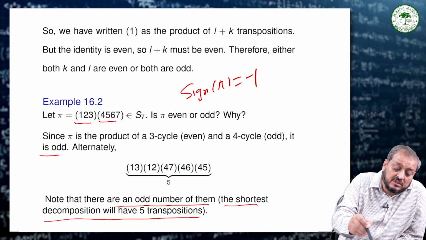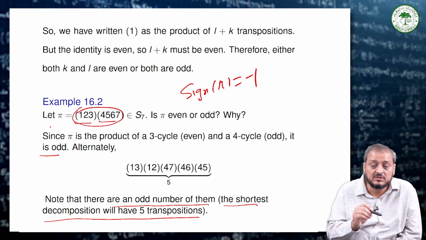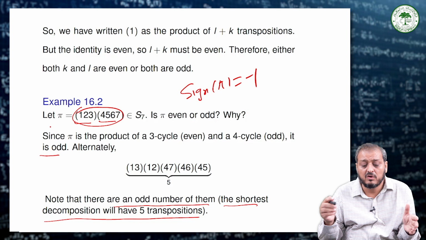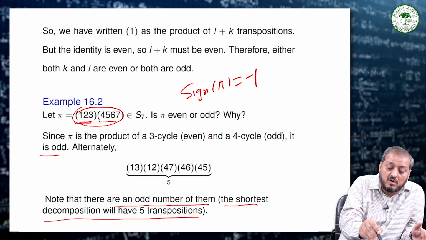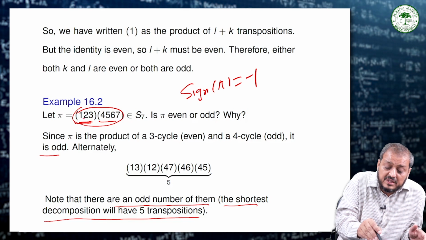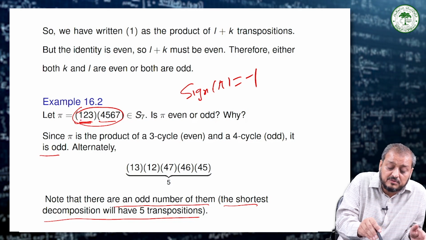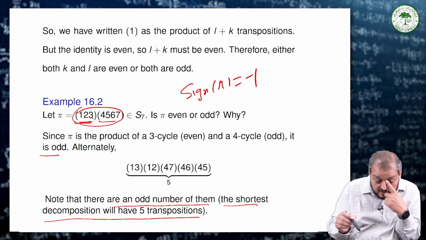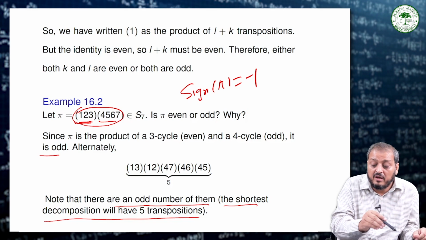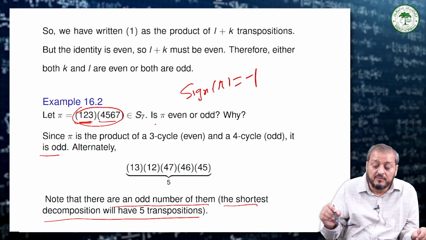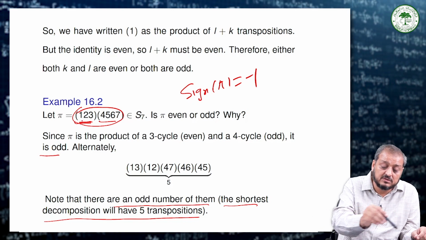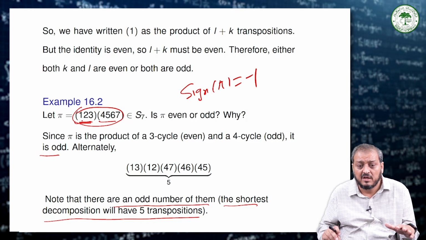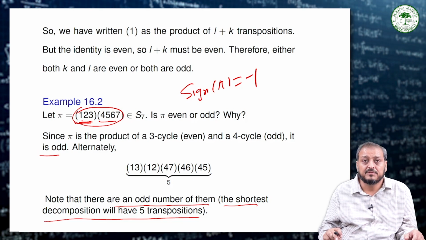So clearly we decompose this into 2-cycles, or by the theorem we can say that it is either even or odd. This is a product of a 3-cycle, which is even, and a 4-cycle. This 4-cycle is always odd. So if we have even plus odd, then the total is odd again. So clearly this is an odd permutation.